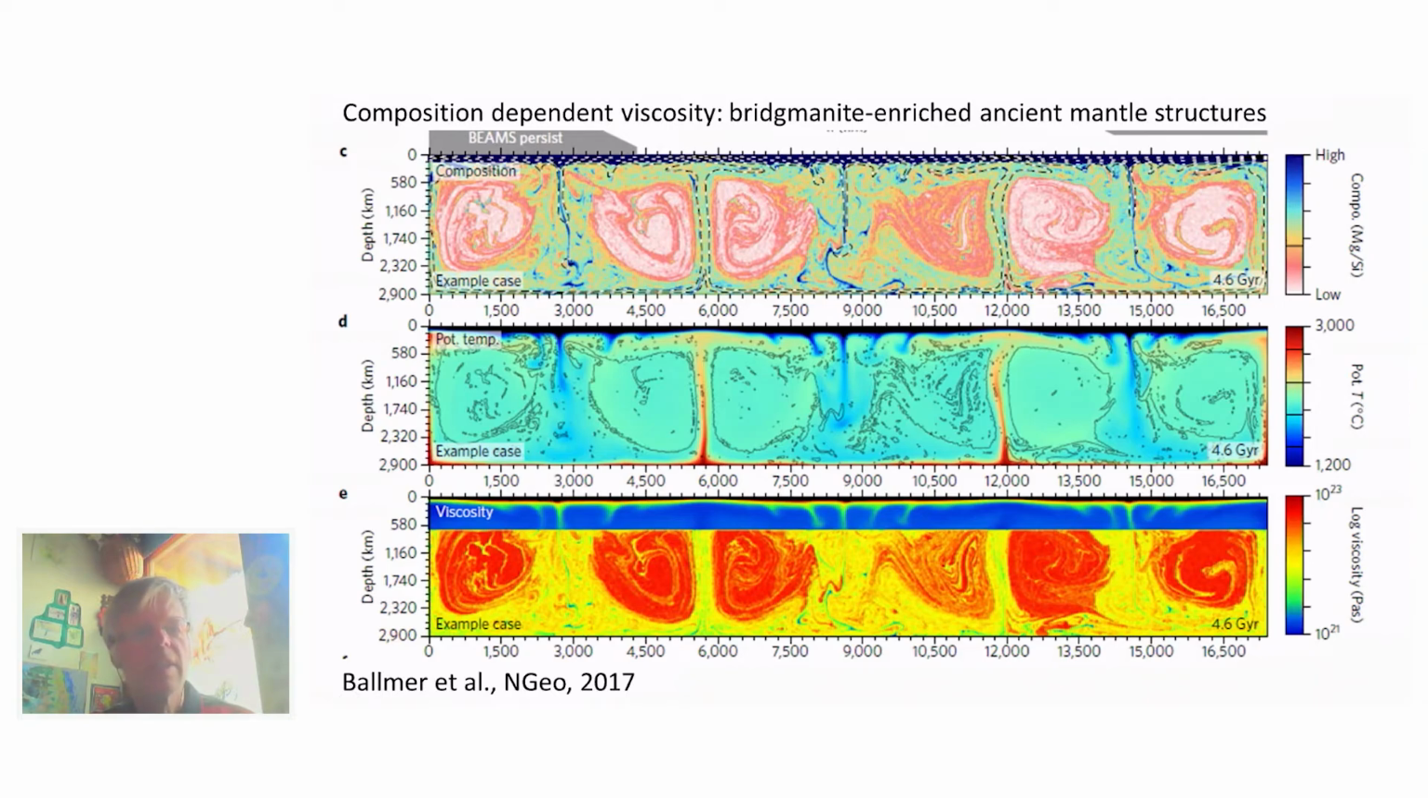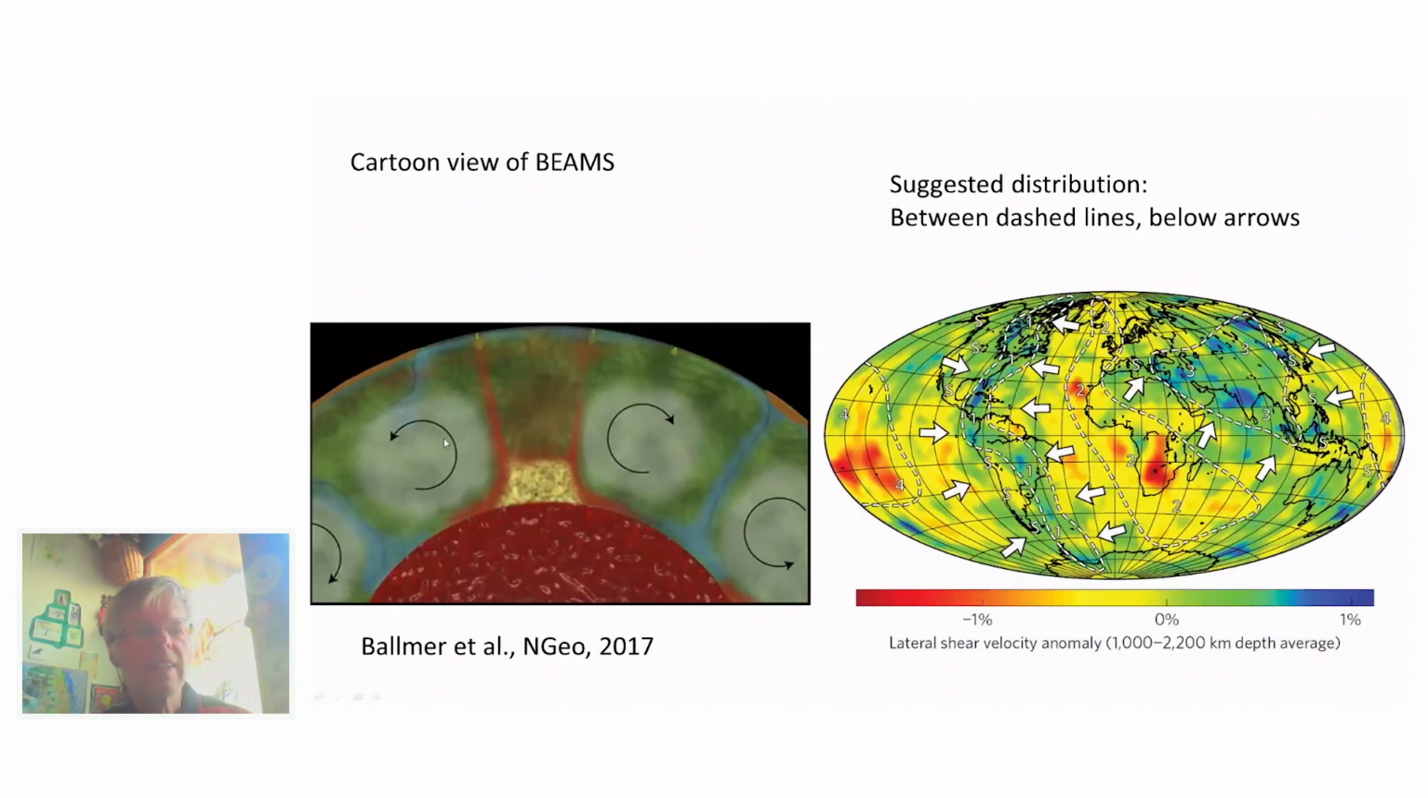So yes, the cartoon view again is that you have this rotating high viscosity material. In between, you have the piles of large shear velocity provinces with plumes rising above them and maybe above their margins. And then at other locations, the slabs going down. And in map view, they suggest that where those arrows are, indicating the upper mantle flow, this is where underneath are what they call BEAMS, bridgmanite enriched ancient mantle structures.